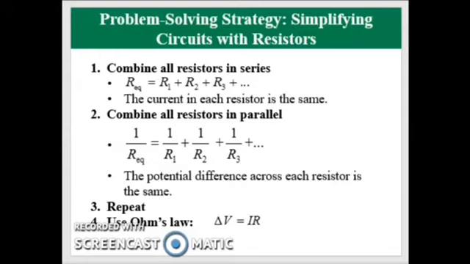And number 3, repeat those 2 steps. And last but not least, apply Ohm's law to determine the current in the equivalent resistor. And then we have to work backwards through the diagrams, applying the useful facts listed in step 1 until step 3.